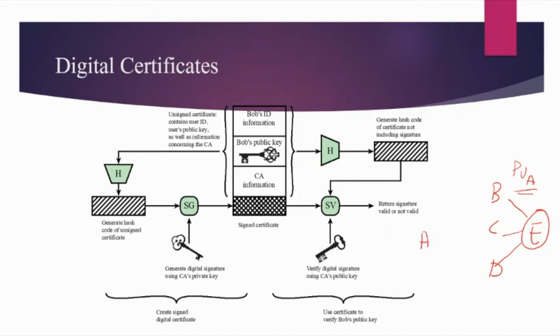So what is the solution to this problem? The solution is to have certificates. Now, what do I mean by certificates? A certificate has a public key, but along with the public key, it also has some information about the user. So a certificate includes the public key plus the user ID of the key owner, a specific ID which belongs to that user. Along with these two things, it also has some information about the CA.